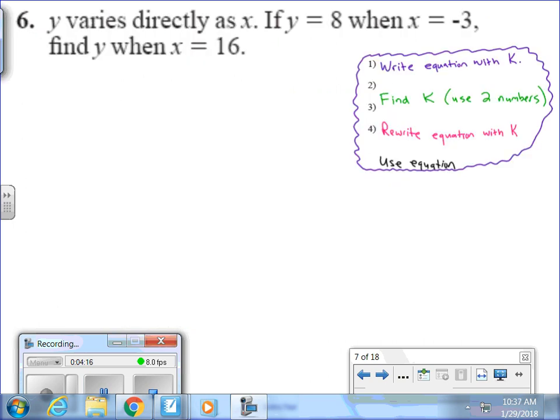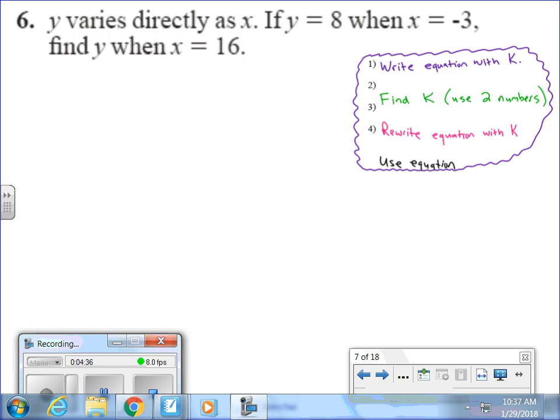All right, we are now going to go ahead and try this 4-step method from the problem. Let's read the problem together and I'll point a few things out. Y varies directly as x. All that information will help you with step 1, your blue step. Writing that equation, you need to remember to put k in it.